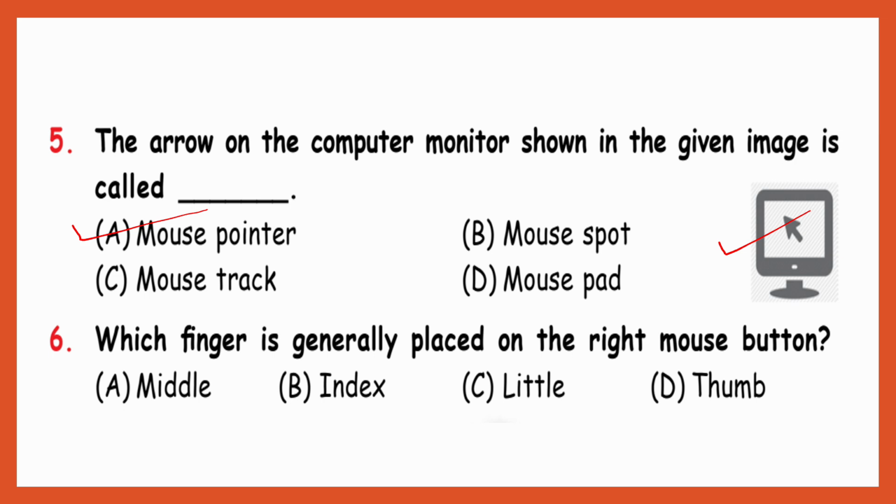The next one, which finger is generally placed on the right mouse button? Option A, middle. Option B, index. Option C, little. Option D, thumb. What is the correct answer? Option A, middle.